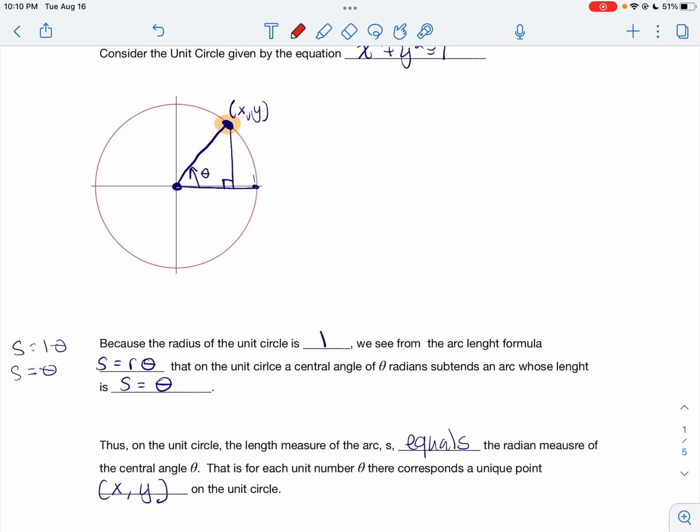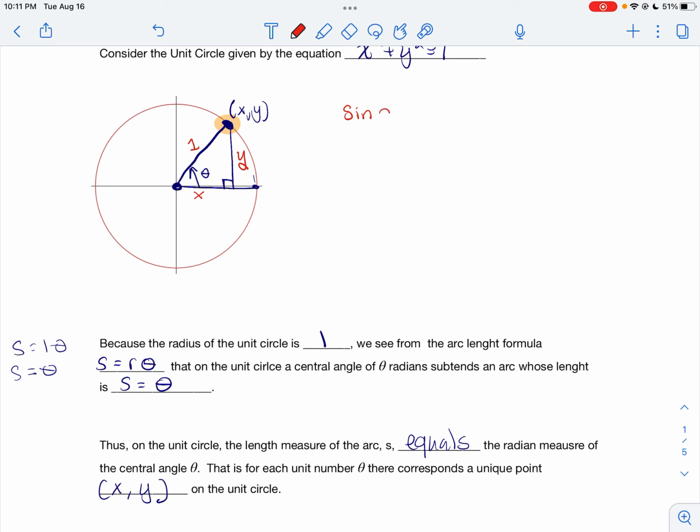Well, if this point here is the point (x, y), that means I've moved across the x-axis a distance of x, and I moved up on the y-axis a distance of y. So the length of this side of this right triangle is x, the length of the other leg is y, and because this has a radius of 1, the length of the hypotenuse has to be 1. So we have a right triangle, and we can use right triangle trig to relate the point (x, y) and the trig functions.